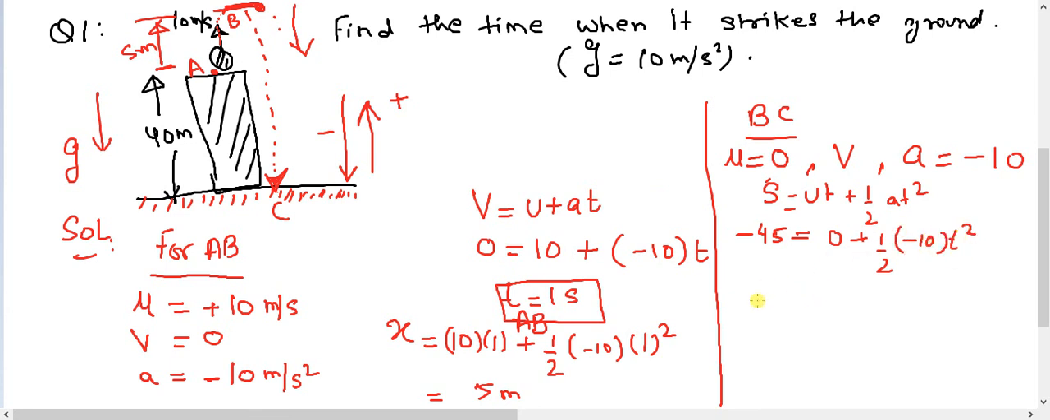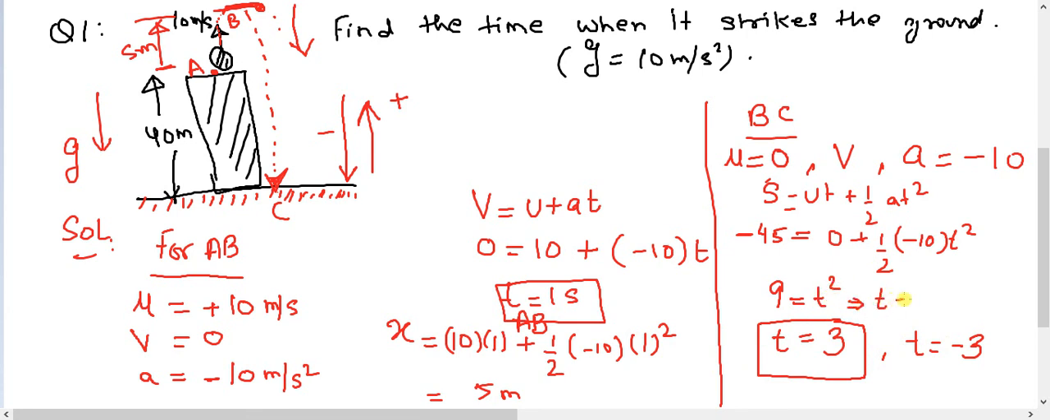You'll get the time again. So minus and minus will be cancelled. 45 into 2 is 90. 90 divided by 10 is 9, equals t square. So t is equal to 3 seconds, and t is also equal to minus 3. Remember, there's a square here. What you will do here is t is equal to plus minus root of 9, which is plus minus 3. Obviously there will be 2 options available here.